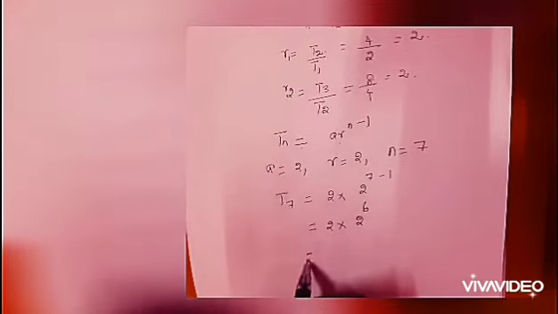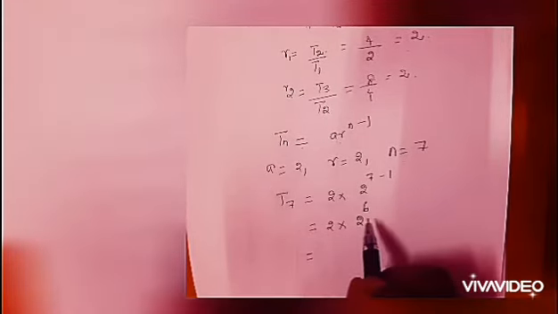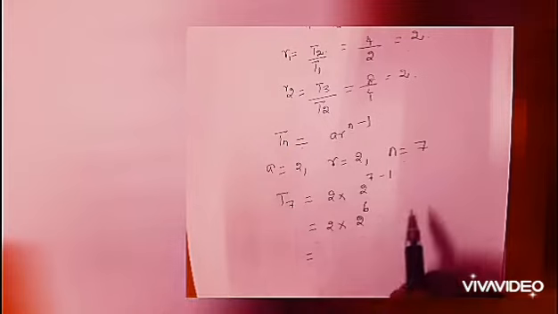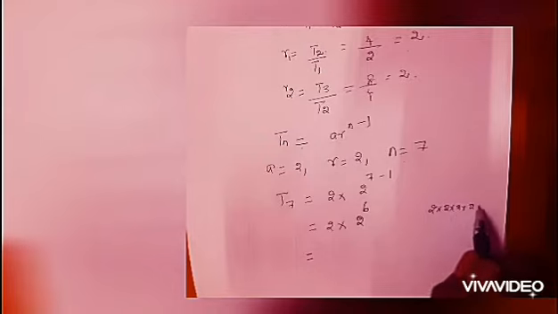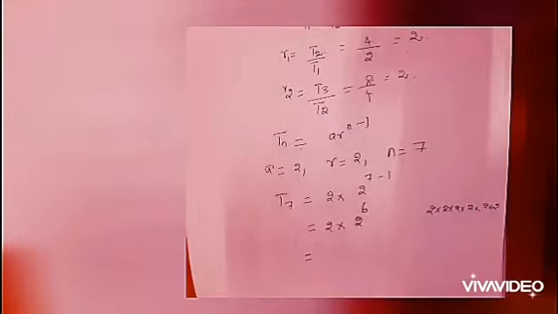7 minus 1, which is equal to 2 times 2 to the power 6. Okay, 2 to the power 6. You can use a calculator. Don't write 2 times 6 or 12. It's wrong. Mathematics rule: 2 to the power 6 means you have to multiply 2 how many times? 6 times. 1, 2, 3, 4, 5, 6.